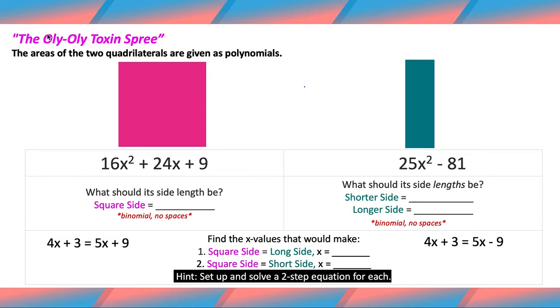Okay students, let's do the quadrilateral problems. The areas of the two quadrilaterals are given as polynomials. So you may be pretty good at these by now. This is like the fourth or fifth time you've seen this type of problem where I've given you a quadrilateral and its area is a polynomial.